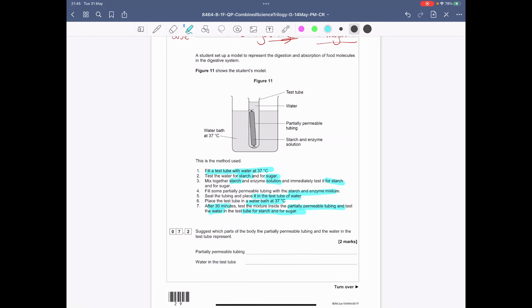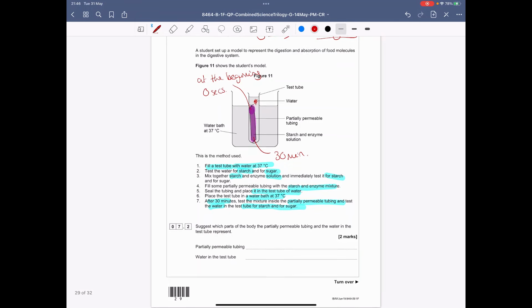So breaking that quite complex method down, effectively, they've set up this equipment. They have got starch and sugar in here. Okay, they test it at the beginning when it first gets mixed together at 0 seconds, and then they leave it for 30 minutes and they test it inside and outside after 30 minutes. Okay, so it's before and after.